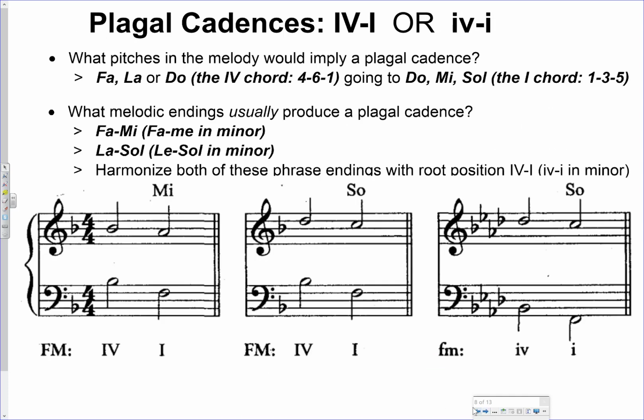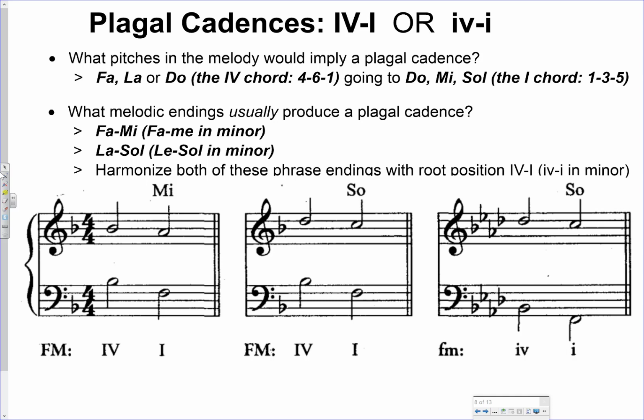Okay. Plagal cadences. We have the major 4 to the major 1, or the minor 4 to the minor 1. What pitches in the melody would imply a plagal cadence? Well, if you see fa, la, or do, which is really the 4 chord, right? Scale degree 4, 6, and 1, 8 or 1, depending on how you want to look at it, going to do, mi, or sol, the 1 chord.